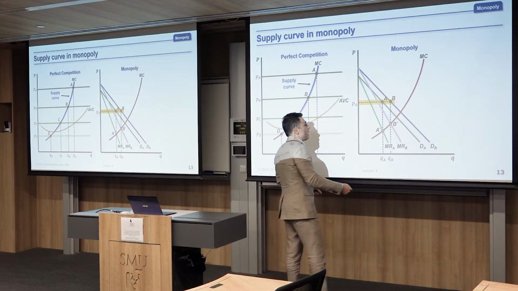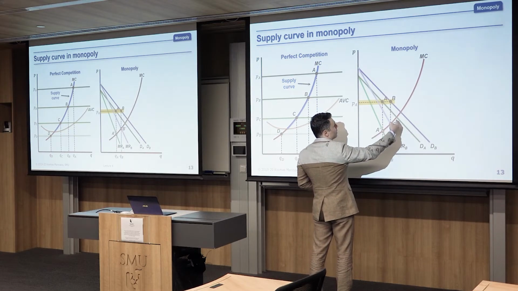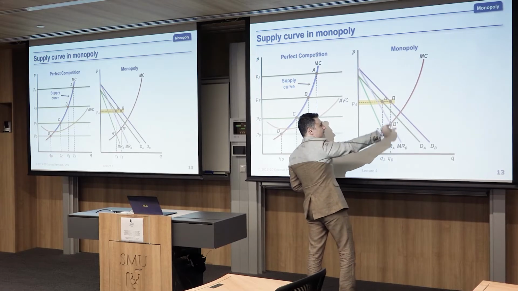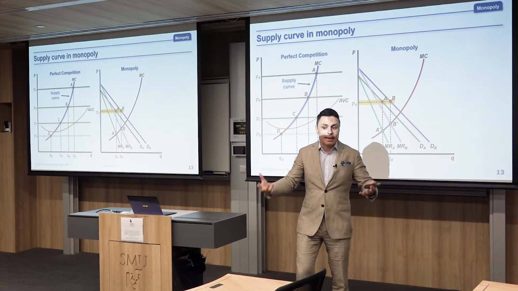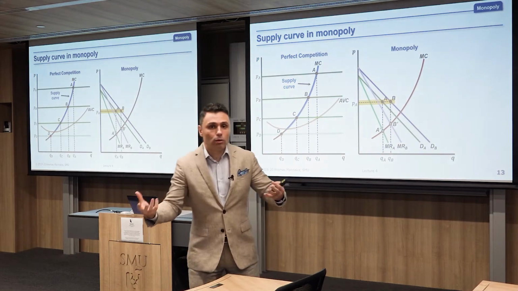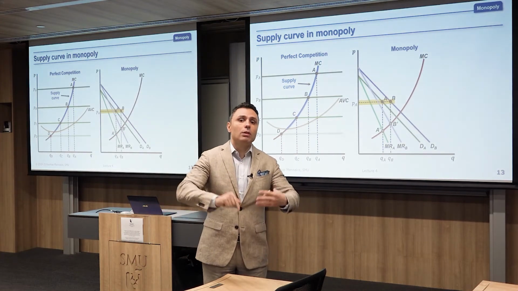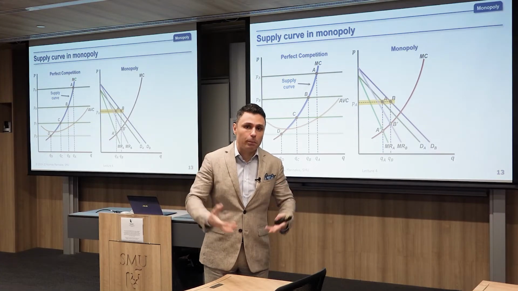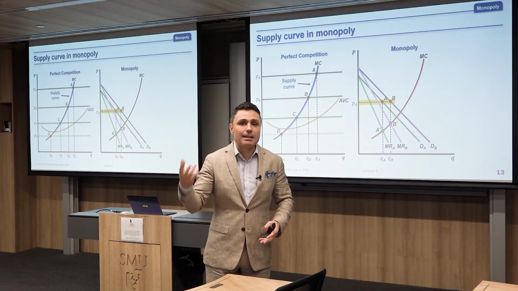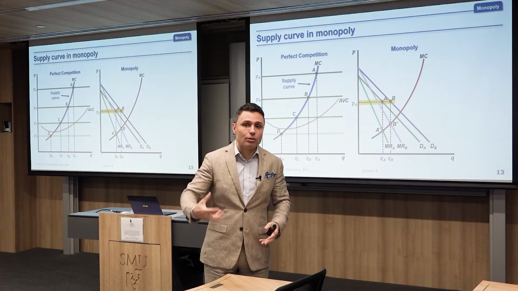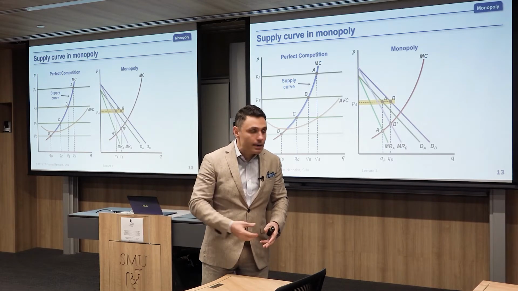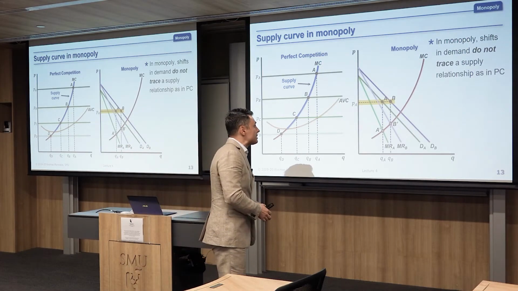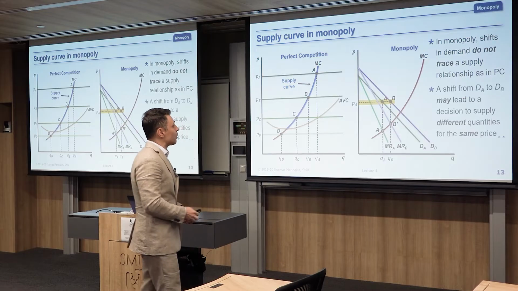One equilibrium can be here, the other here, then it can move, for example, there, and the price will be moving to different places up and down, so you will not get a normal curve. You will get just a cloud of different points that you will not be able to connect into a one-to-one relationship between price and quantity supplied, and that's why we say that a supply curve does not exist in a monopoly situation. So in monopoly, shifts in demand do not trace a supply relationship as in perfect competition.